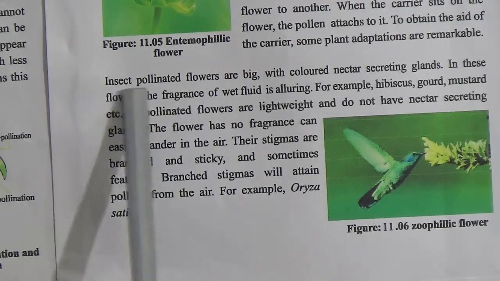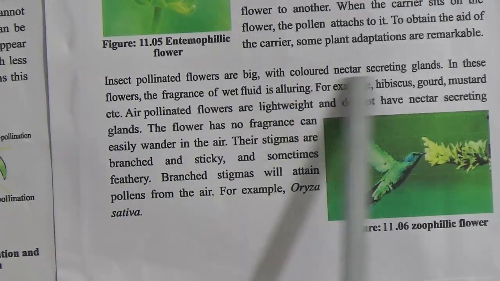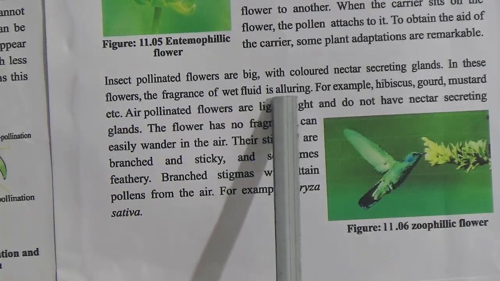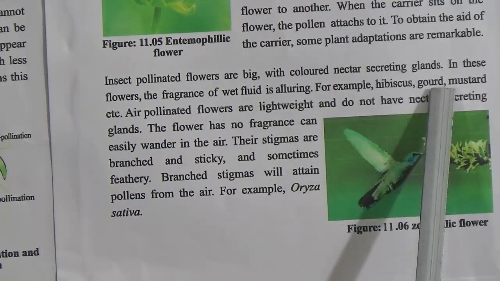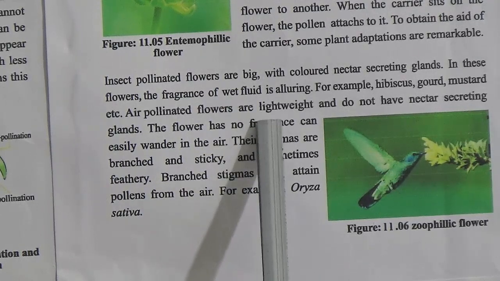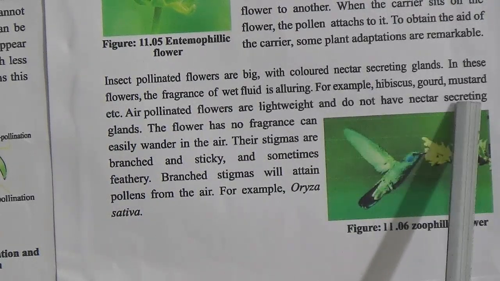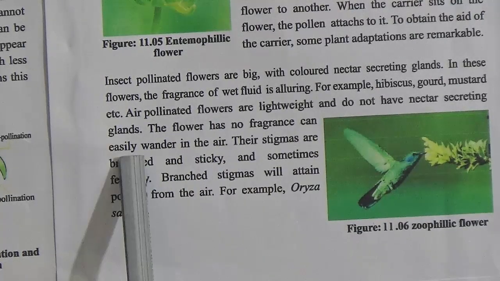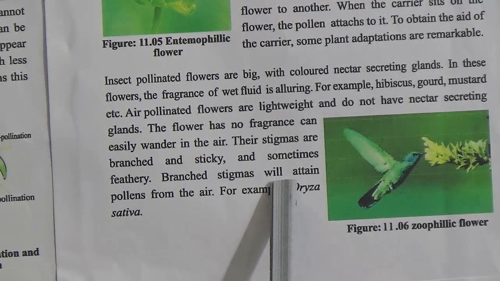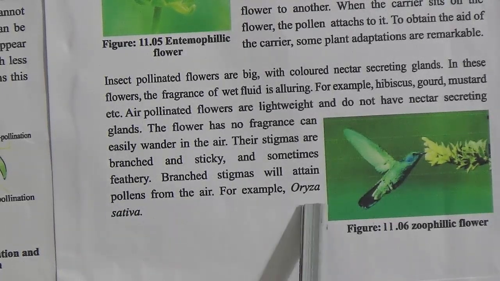Insect pollinated flowers are big, with colored nectar secreting glands. In these flowers, the fragrance of wet fluid is alluring. For example, hibiscus, gourd, mustard, etc. Air pollinated flowers are lightweight and do not have nectar secreting glands. The flower has no fragrance and can easily wander in the air. Their stigmas are branched and sticky and sometimes feathery. Branched stigmas will attain pollen from the air. For example, Oryza sativa. Now come to this page.